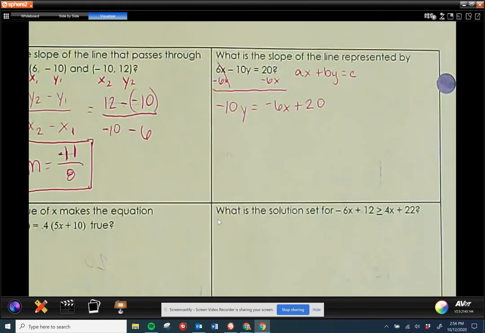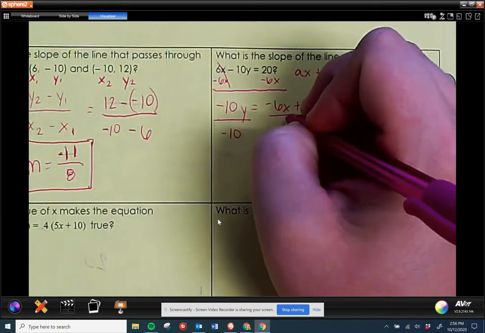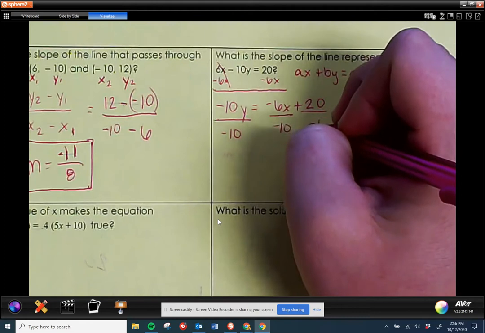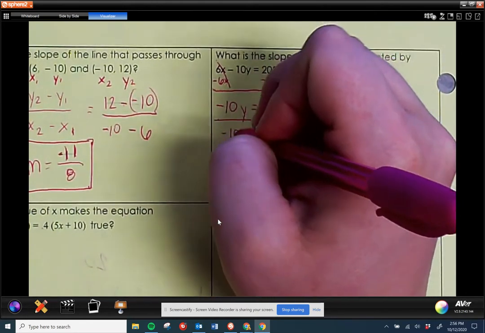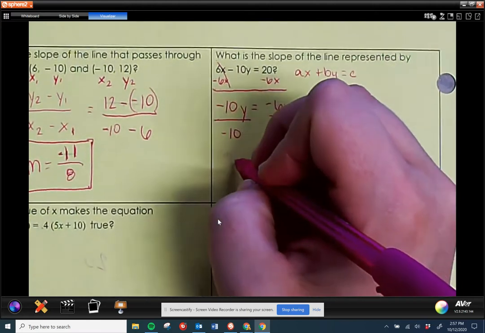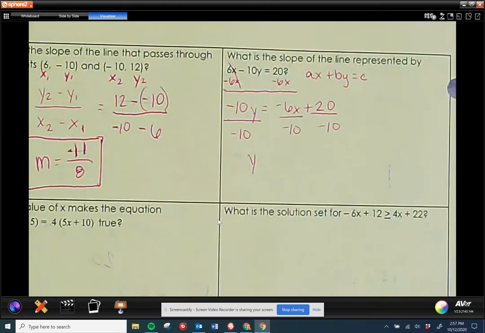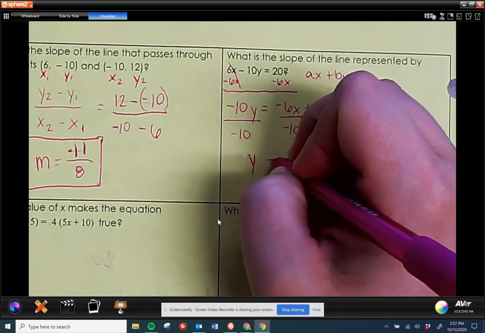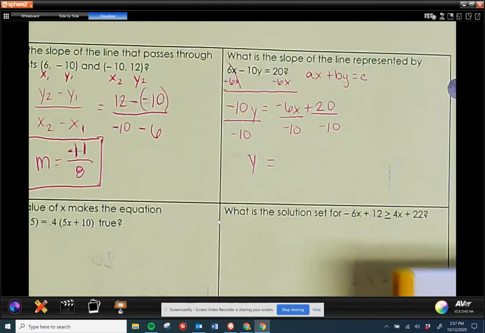Okay, now the other step is to divide. Divide by negative 10, and I have to divide every single term by negative 10. Negative 10 divided by negative 10 is going to be positive 1y. You can put the 1 as the coefficient if that helps you. 1y equals, and then these I'm going to go ahead and solve in my calculator.